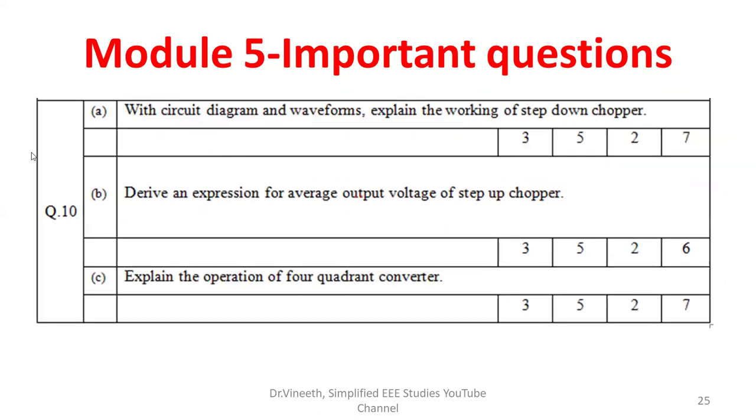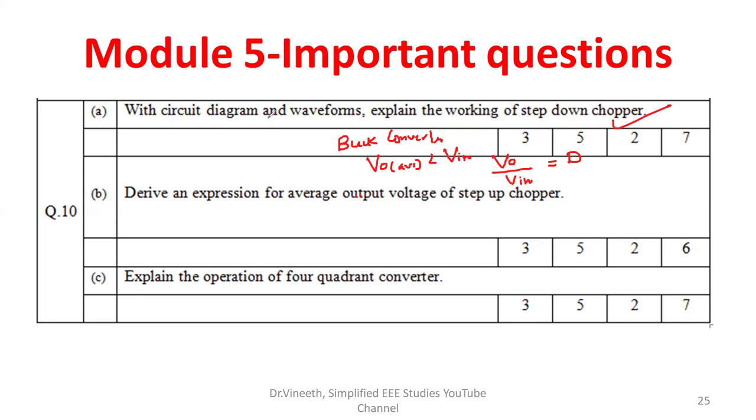Another important question: with a circuit diagram and waveforms, explain the working of step down chopper. Step down chopper, we should have some circuit diagram. Step down chopper is nothing but buck converter. Here the specialty is the average output voltage will be less than input voltage. That is actually buck converter. So Vo by Vin will be equal to D, where D is known as duty cycle.